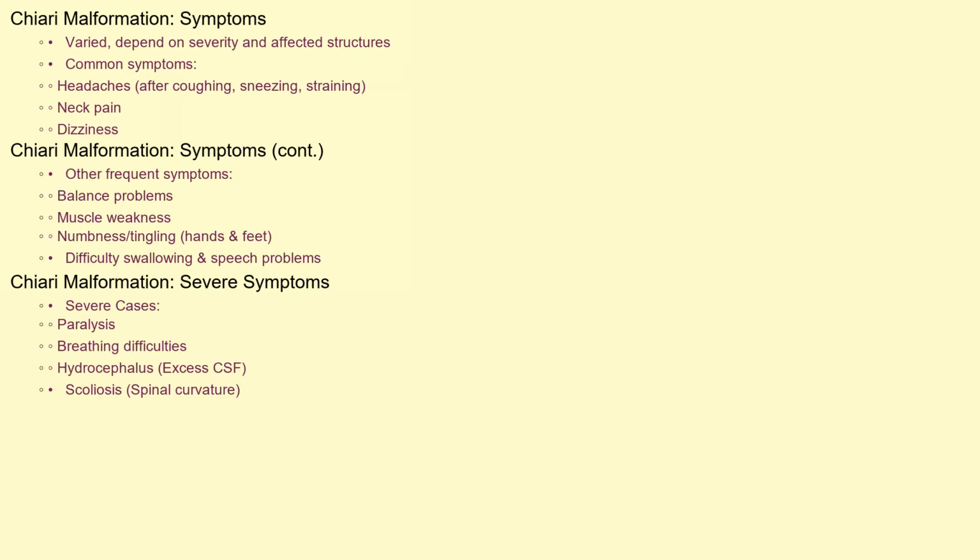The symptoms of Chiari malformation are varied and depend on the severity of the condition and the specific structures affected. Common symptoms include headaches, often described as occurring after coughing, sneezing, or straining, neck pain, dizziness, balance problems, muscle weakness, numbness or tingling in the hands and feet, difficulty swallowing, and speech problems are also frequently reported. In more severe cases, paralysis, breathing difficulties, or hydrocephalus, an excessive accumulation of CSF in the brain, can occur. Some individuals may also experience scoliosis, a curvature of the spine.